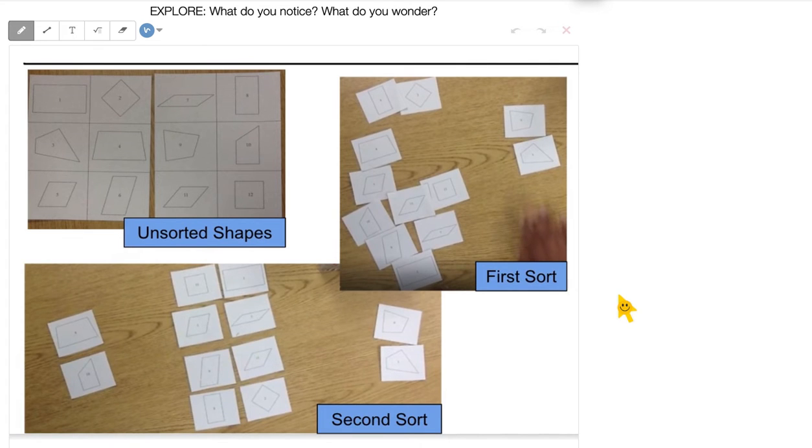On slide 2, you can see that I had some unsorted shapes. And at first I sorted them into 2 groups, but then I kept thinking and thinking even more. And then I realized maybe it's best if I sort them into 3 groups. So take a good look at these groups, okay?